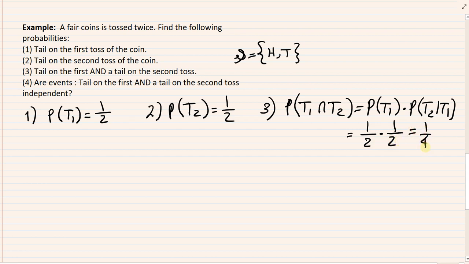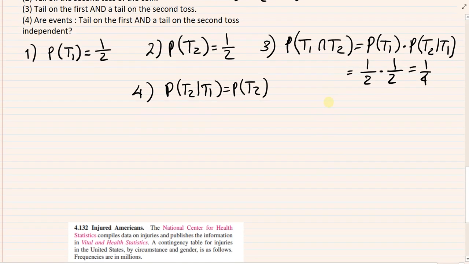Notice the conditional probability of T2 given T1 was exactly the same as the probability of just T2. And this answers question number 4. Are events tail on the first, tail on the second independent? Well, it turns out that this is true. That's going to be 1/2 equals 1/2. So yes, they are independent.